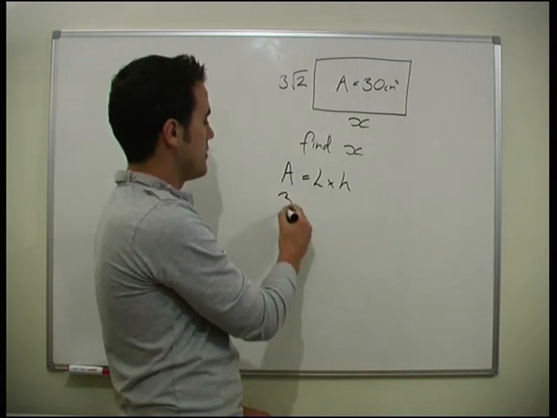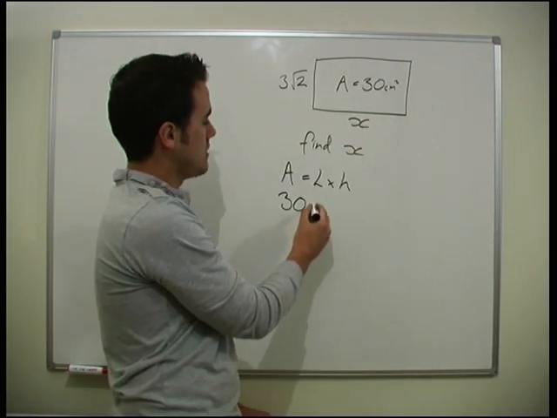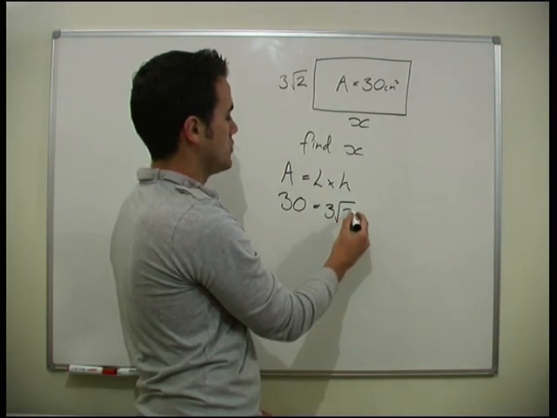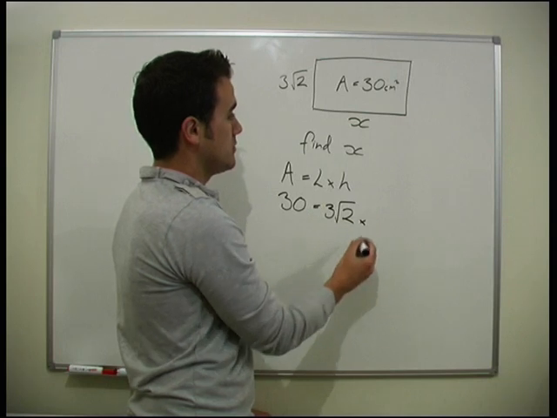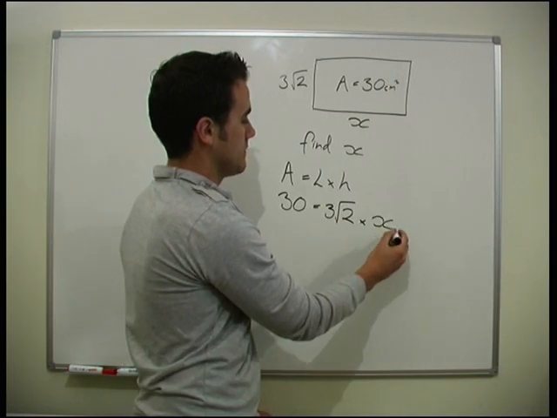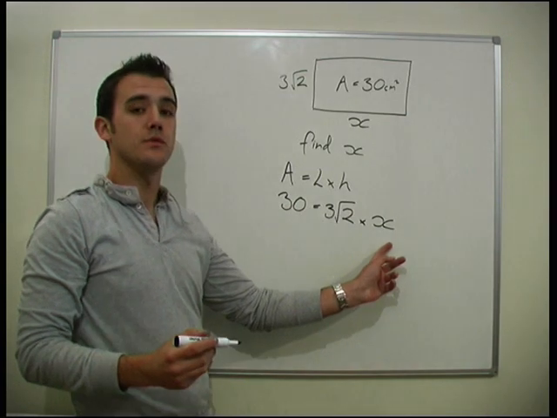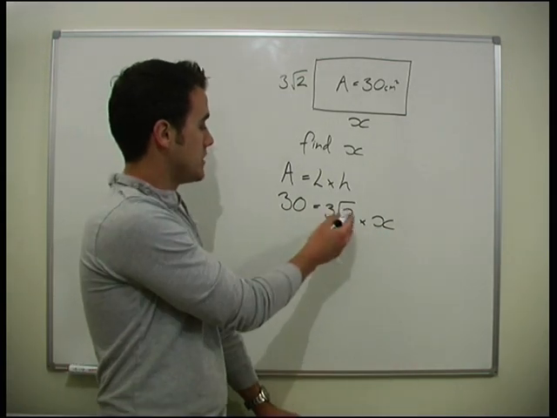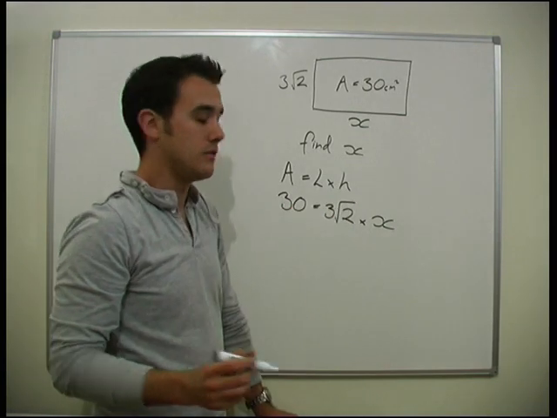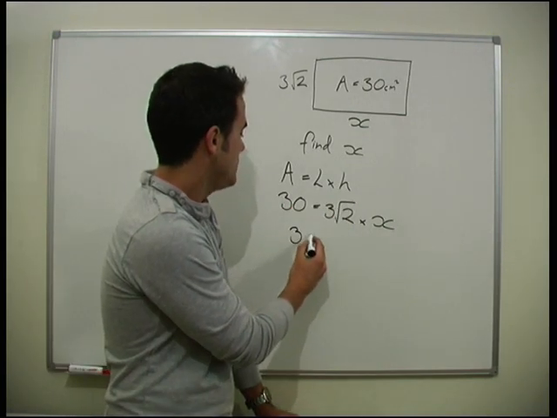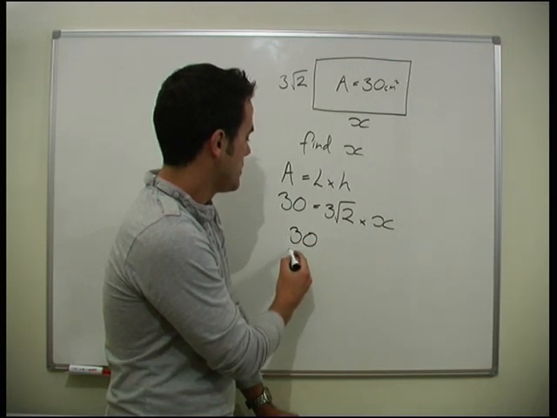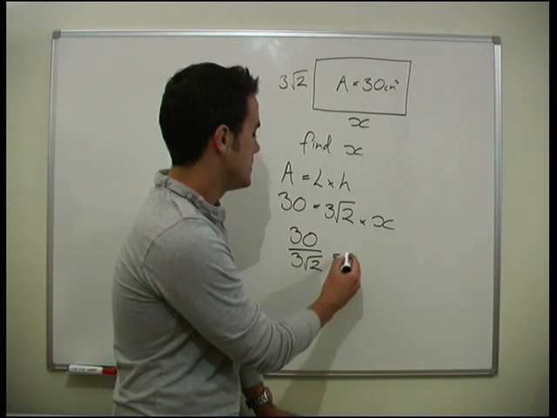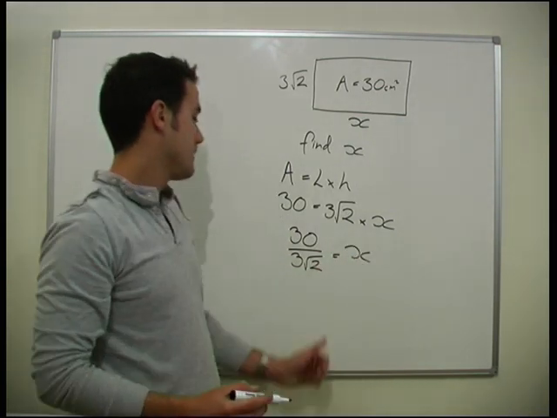So we know that 30, we put the numbers in. 30 must equal 3 root 2 times by x. Okay, 30 must equal 3 root 2 times x. So what must x equal? Well, x must equal 30 divided by 3 root 2. So 30 divided by 3 root 2 must equal x.